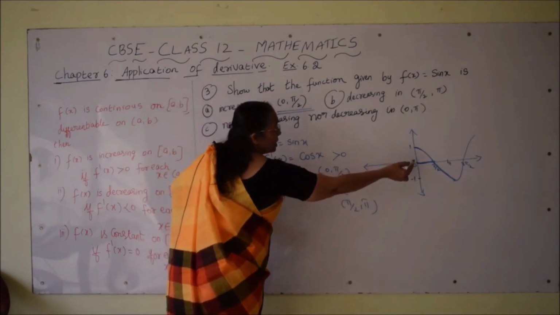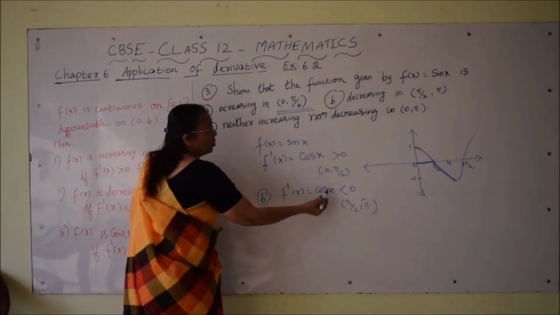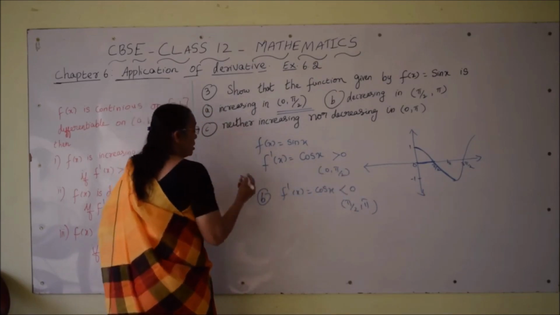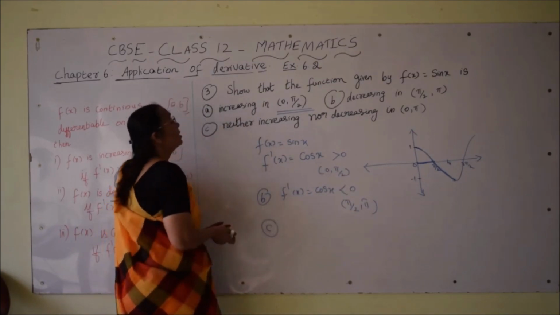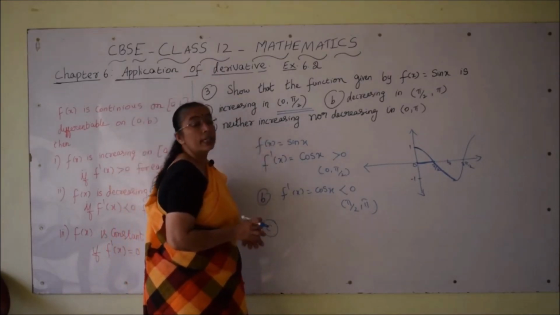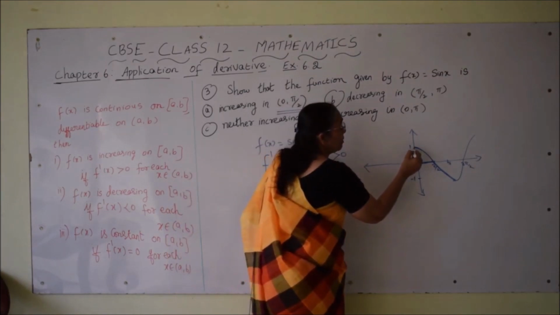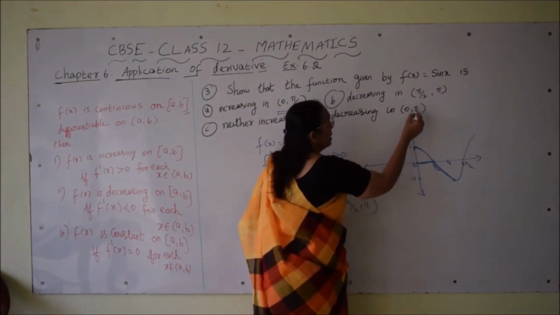So, f dash of x is equal to cos x is negative in the interval pi by 2 comma pi. Now, coming to the third one, it is neither increasing nor decreasing in 0 comma pi. So, we have to check the interval, x1 is here 0 and our x2 is pi.